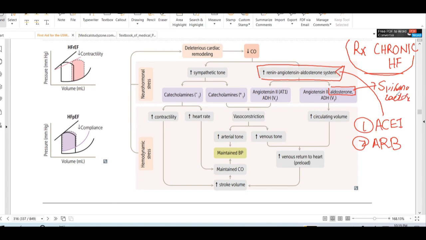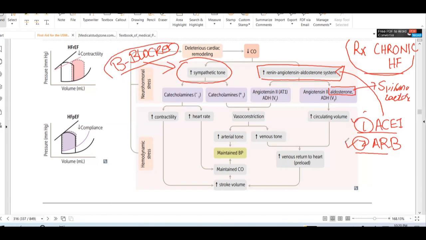ACE inhibitors, angiotensin receptor blockers, and another drug that blocks the sympathetic system is beta blockers. All of these four drugs, beta blockers, aldosterone receptor antagonists, ACE inhibitors and angiotensin receptor blockers, reduce mortality in heart failure patients.